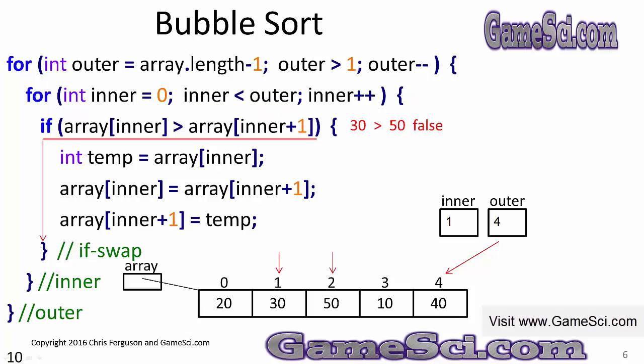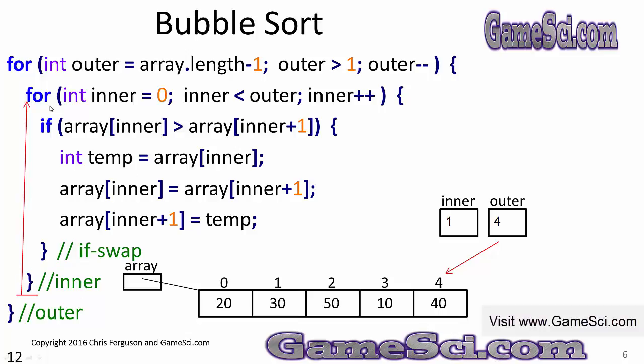Into the for loop we go, and we ask if array sub inner is greater than array inner plus 1. Is 30 greater than 50? And the answer to that, once again, is false. These two numbers are not out of order, so leave them alone. We'll skip the if statement, jump to the end of the if statement. When we hit the end of the if statement, we'll go to the end of the inner loop here. When we hit the end of the inner loop, we'll loop back up on our inner for loop. When we get to our inner for loop, we'll add 1 to inner.